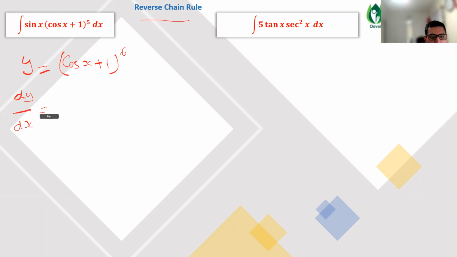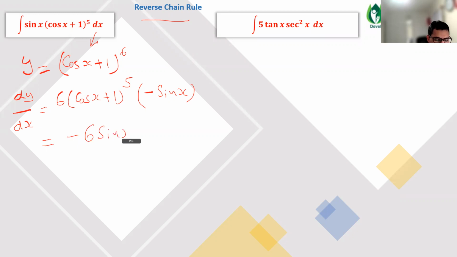In order to find dy/dx, we bring the power down, which becomes 6(cos x + 1), with the power reduced by 1, which becomes 5. Then we need to differentiate the inside function, and the differentiation of the inside function is going to be minus sin x, because we know that the differentiation of cos is minus sin x. If I rewrite this, I am going to get minus 6 sin x times (cos x + 1)^5.